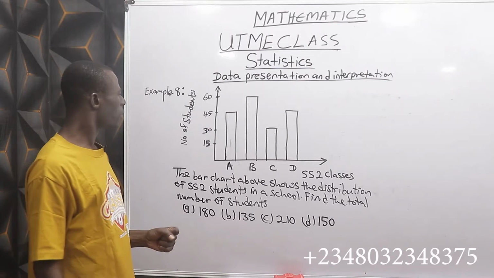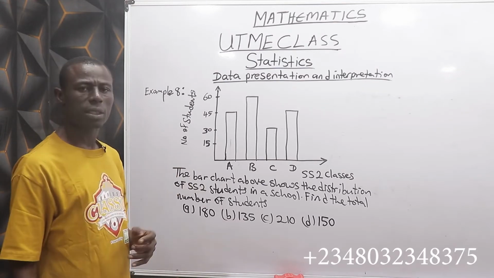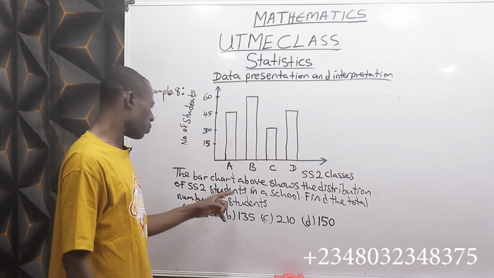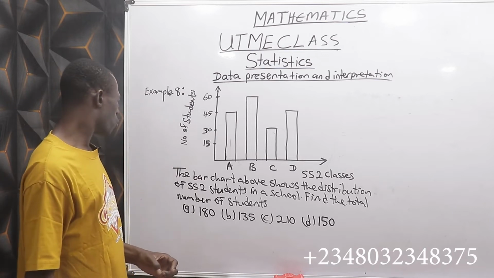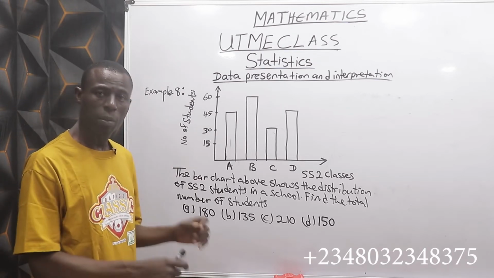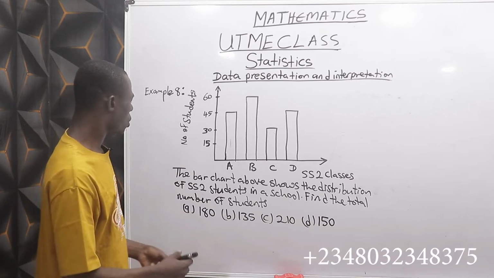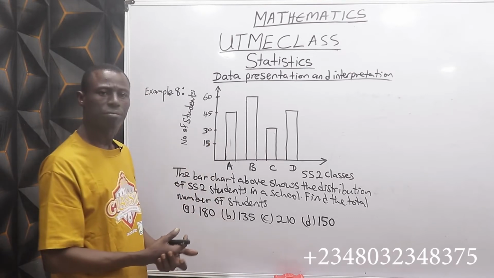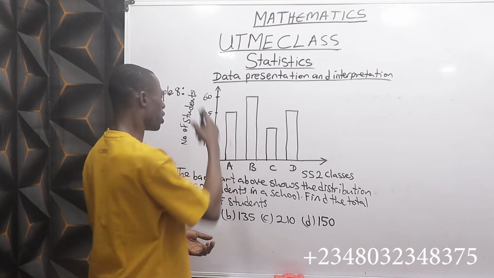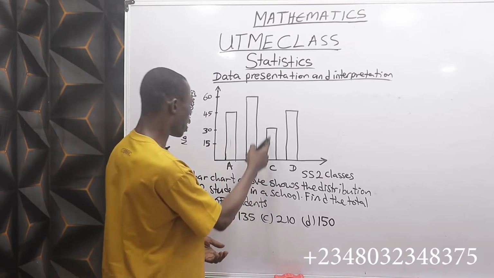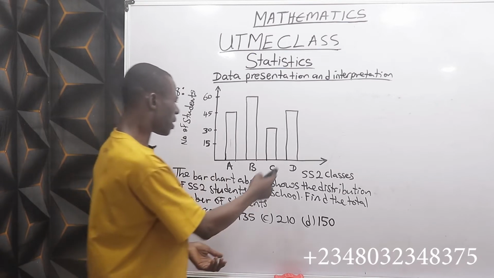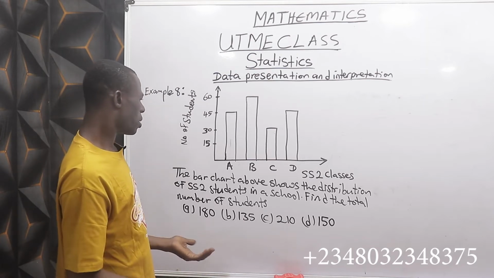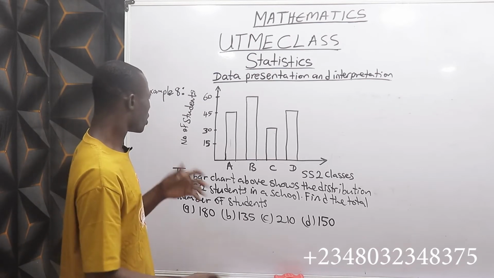Example 8. We have a bar chart in this example. The bar chart above shows the distribution of SS2 students in a school. Find the total number of those SS2 students. In SS2A, we have 45 of them. In SS2B, we have 60 of them. In SS2C, we have 30 of them. In SS2D, we have 45 of them. What is the total number of SS2 students?